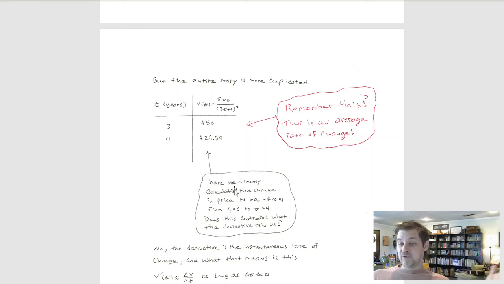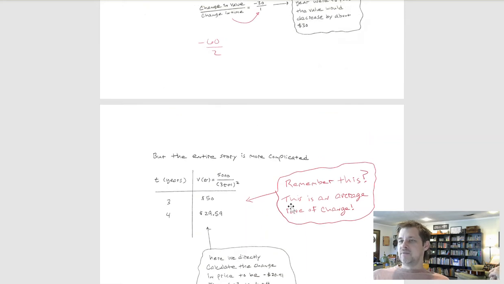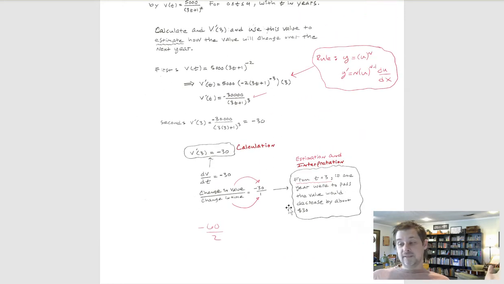So here I've directly calculated the change in the value, and it looks like it reduces by about $20.41 from year 3 to year 4. Does this contradict the answer? Okay, well, it certainly seems to. I told you that the derivative would tell us that from year 3 to year 4, the value reduced by $30. So which is it?